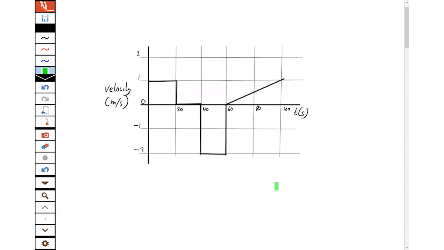So we see this had a constant velocity of 1 meter per second. Then it dropped to 0 velocity, so it stopped for 20 seconds. Then it had a negative velocity for 20 seconds. And then the velocity started increasing from 0 onwards. So this is actually the velocity time graph for the previous graph.